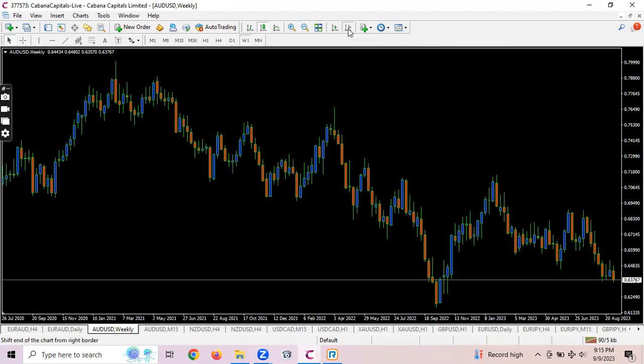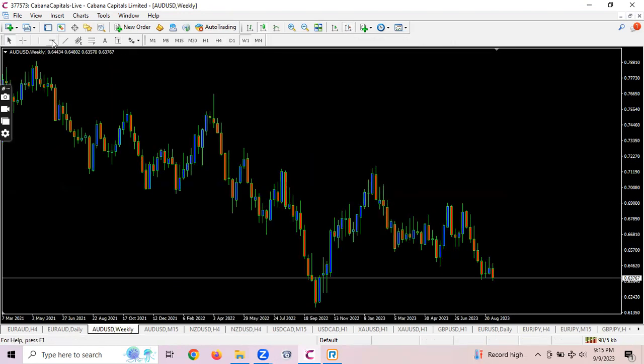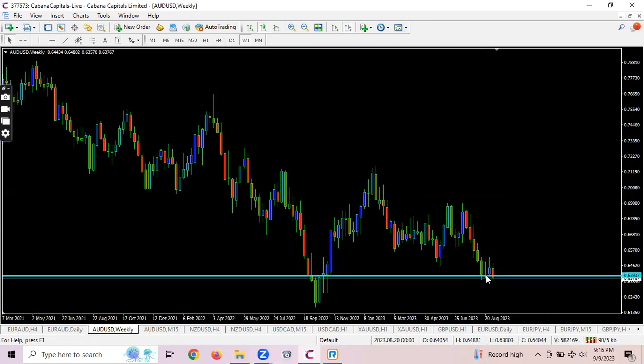So last week candle closed bearish. I was expecting Australian dollar USD to be bullish last week because after the close of this doji, we had a bullish candlestick. This is an inverted candlestick. So based on this, I expected Australian dollar USD to be bullish. Well, you can see that last week candle closed bearish.